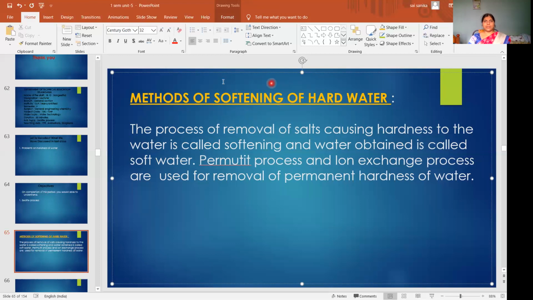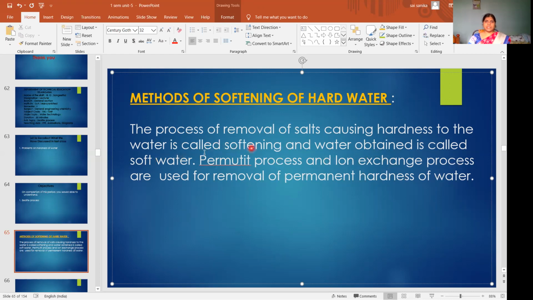To make it soft, we apply some methods: the permutit process and the ion exchange process are used for removal of permanent hardness of water. Why are we saying permanent hardness here? Because temporary hardness is removed just by boiling or by adding lime water. So to remove permanent hardness of water, we have to apply methods, that is the permutit process and the ion exchange process. Today we are discussing this.